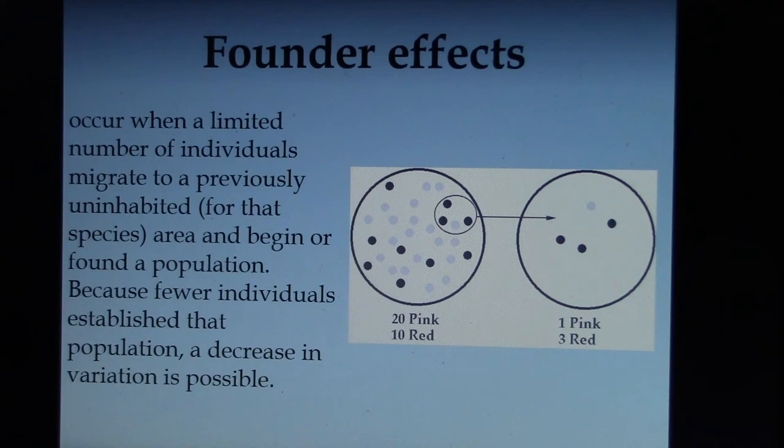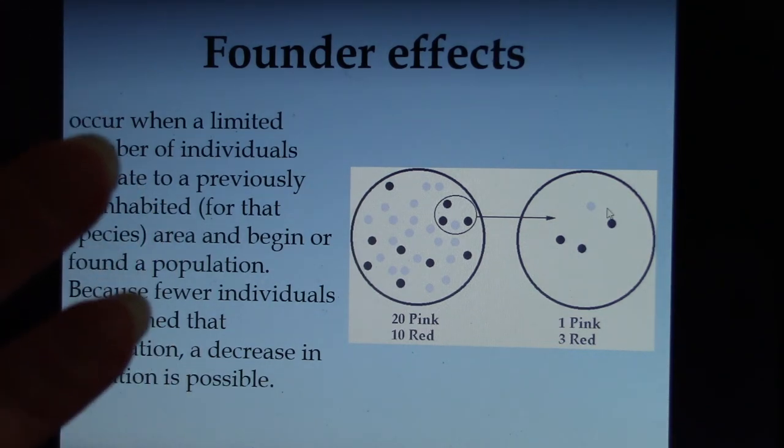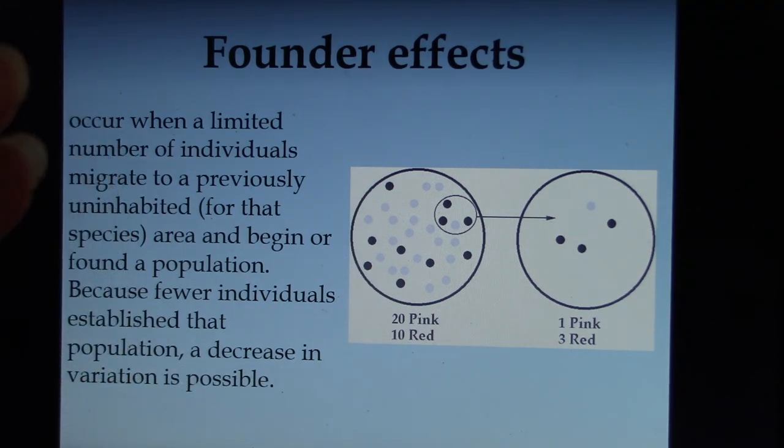The founder effect, and I don't know how well you can see this, but this is saying there are 20 pink, so they're really light, and 10 red dots. So let's say these are colors of some little organism, and this is based on, of course, which alleles they have. All right, so obviously there are more alleles associated with being pink than with being red in this large population. Now let's say that a storm comes up and blows a few of those, whatever they are, to another area, and we end up just by chance with only four individuals, and by chance, three reds.